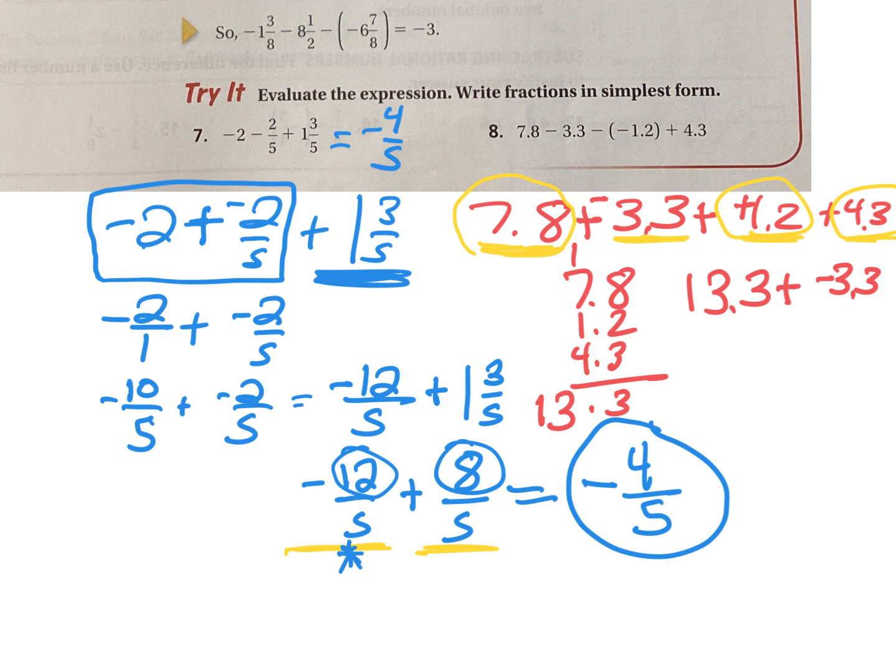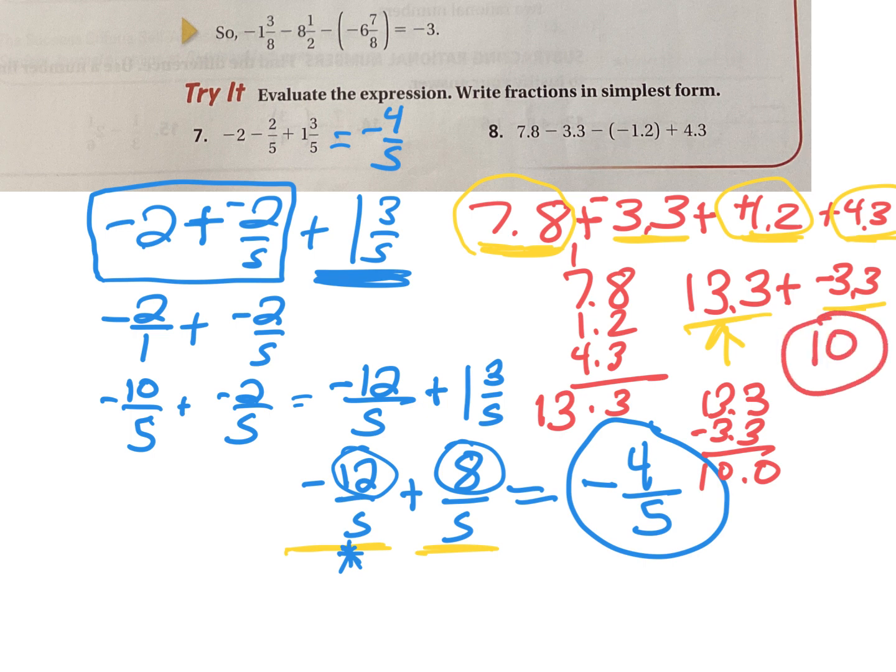And I see that we have different signs. We have a positive on this side and a negative on this side. Which has a bigger absolute value? That one does, so it's going to be positive. And because they're different, I find the difference. So I take 13.3 minus 3.3, and that is 10. So the difference of those is 10. The bigger absolute value is positive, so I know my answer is going to be a positive 10. Okay? Hope that makes sense.